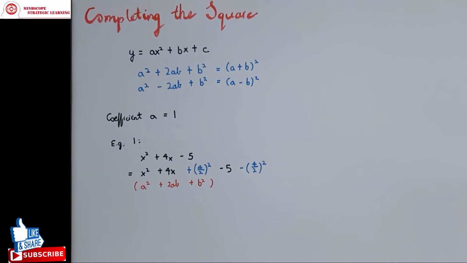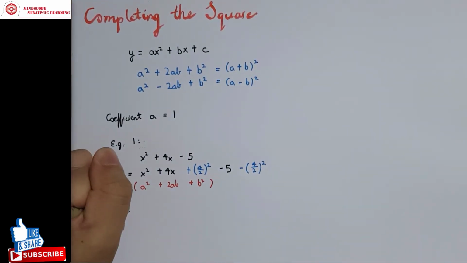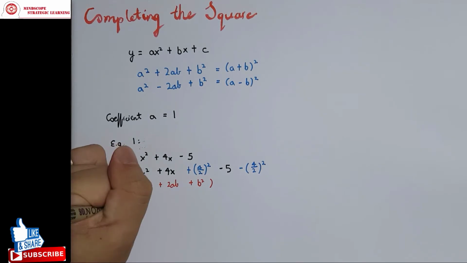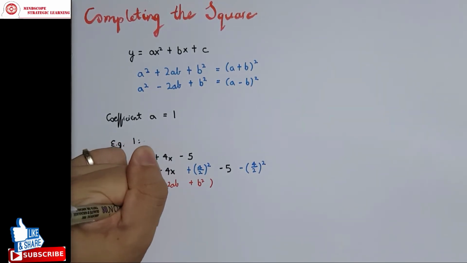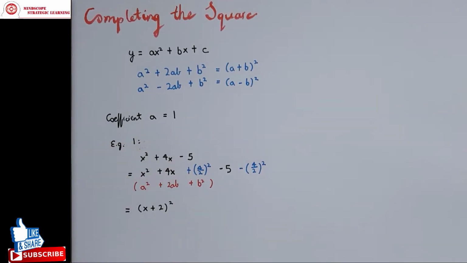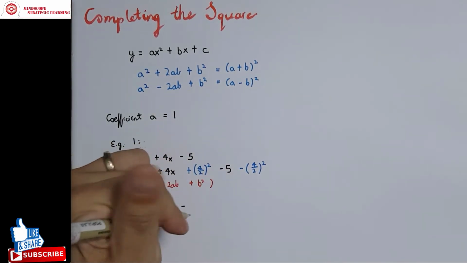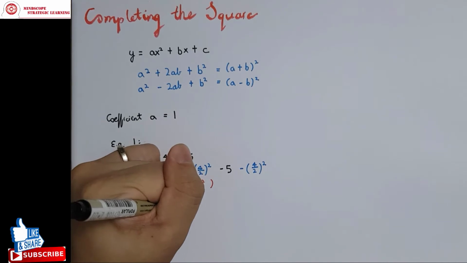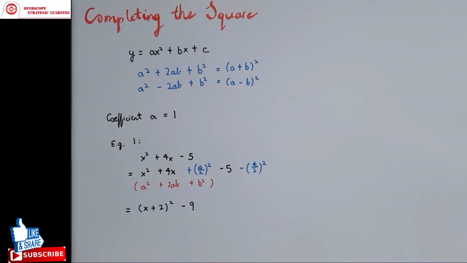And then we can simply equate that. The first three terms factorize very nicely to (a plus b) bracketed square. So we have (x plus 2) bracketed square. For the last two, we have minus 5 minus 16. So we have minus 5 minus 4. So we have minus 9. So there we have it. This is the completed square format for this question.